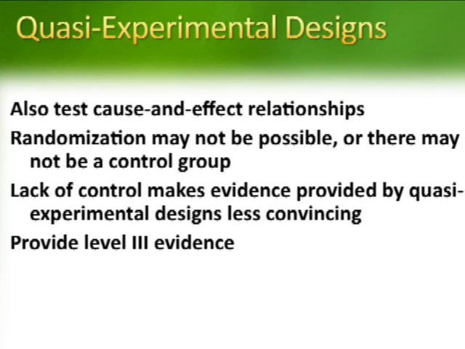Quasi-experimental designs also test cause and effect relationships. Randomization may not be possible, or there might not be a control group. And lack of control group makes evidence provided by quasi-experimental designs less convincing. It provides level 3 evidence. So what this slide is trying in essence to say is that in quasi-experimental studies, at least one of the hallmarks of experimental studies, randomization, manipulation, or control, is missing. Most often, the randomization piece is the one that is missing, too.